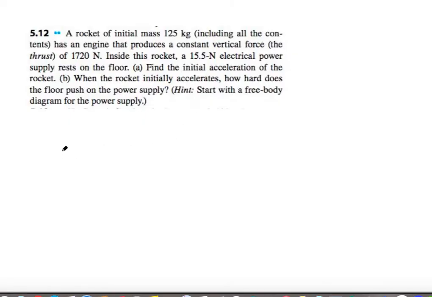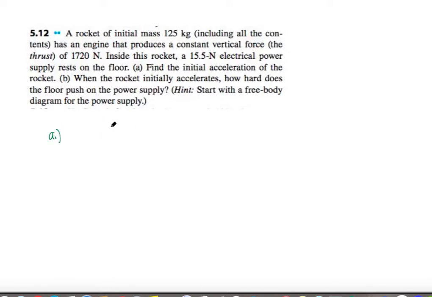All right, for number 5.12 here, we have a rocket of initial mass 125 kilograms that has an engine that produces a constant vertical force or thrust of 1720 newtons. Inside the rocket is a 15.5 newton electrical power supply that rests on the floor. So A says, find the initial acceleration of the rocket.